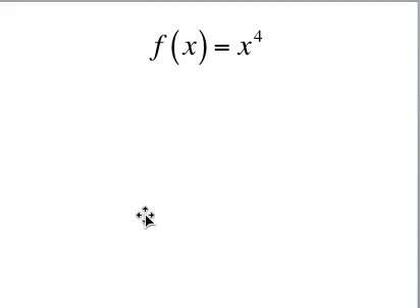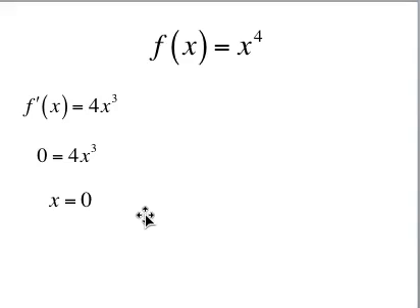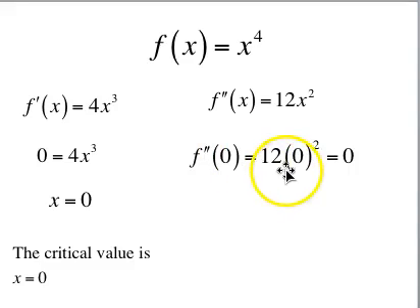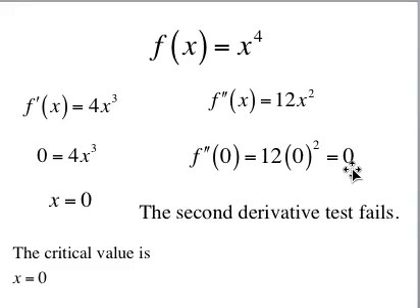Take a look at one more function. If f of x is x to the fourth, we want to try to use the second derivative test. We take the first derivative, set it equal to 0 to find the critical values, and the only critical value I get is 0. And the derivative always exists, so there are no other critical values for me to work with. But the second derivative is 12x squared. If I plug 0 into that, I get a result of 0. If the second derivative is 0, the second derivative test fails. So you cannot determine whether the critical value is a minimum or a maximum using the second derivative test.